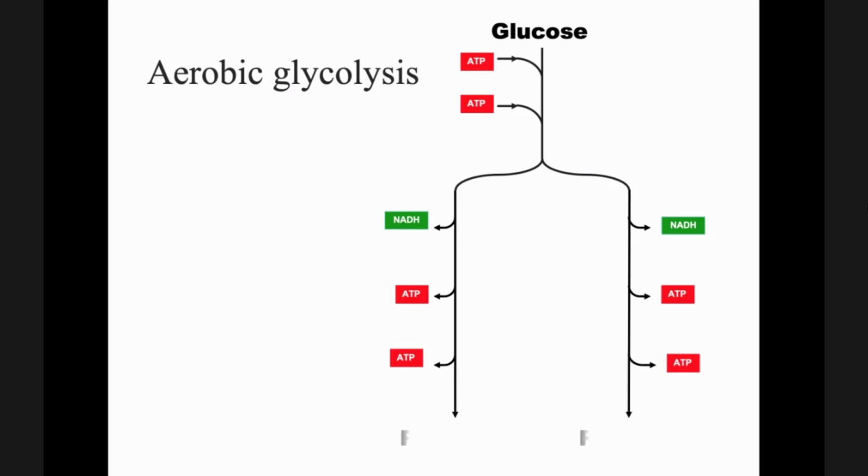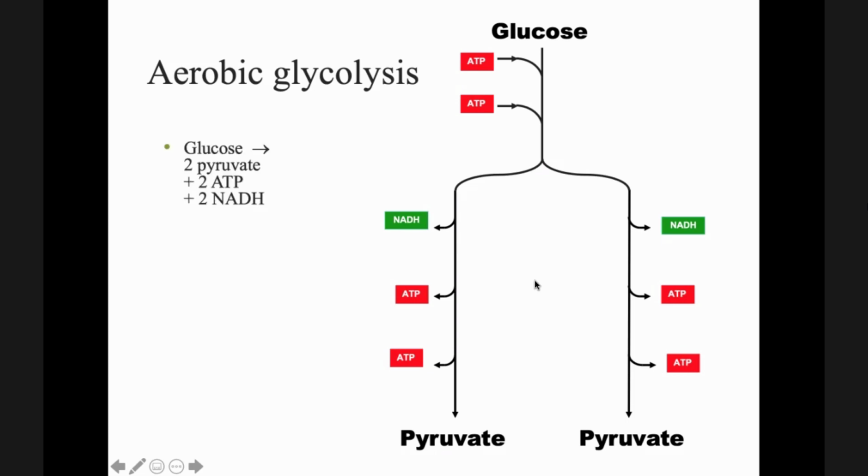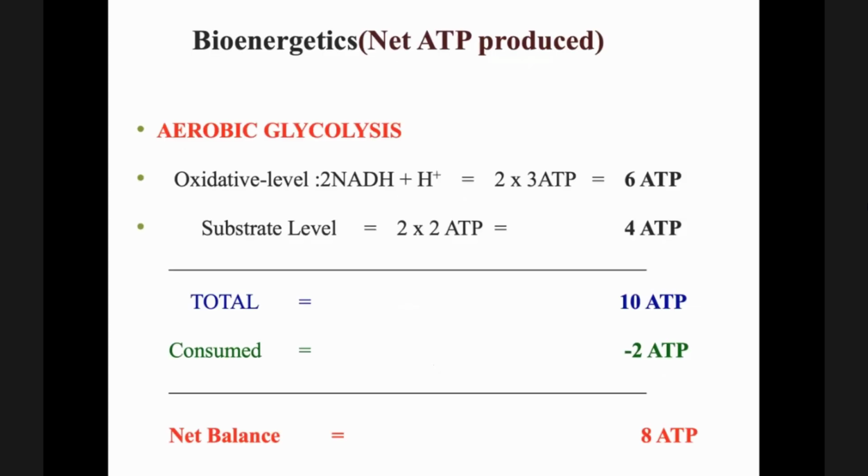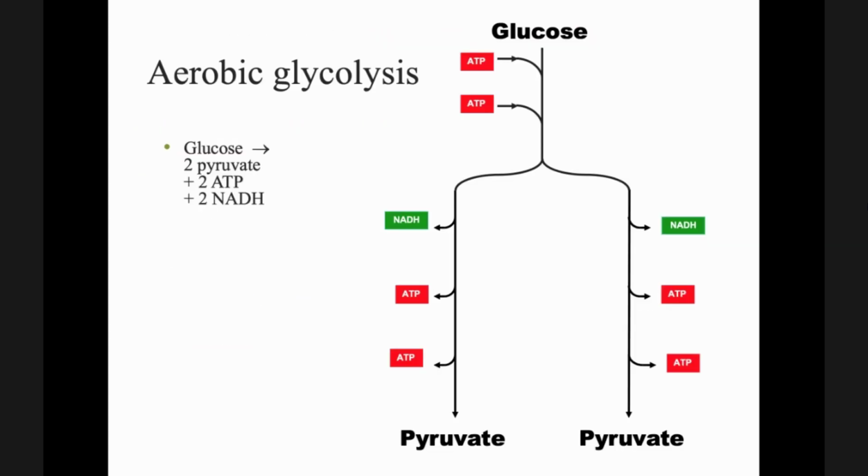So the aerobic glycolysis, we see that we consume 2 ATP, and then we have 3-glyceraldehyde phosphate. When produced in one step, we will have 2 NADH, and then 2 ATP and another 2 ATP. So the glucose in the aerobic glycolysis will give us 2 pyruvate, 4 ATP, and 2 NADH.